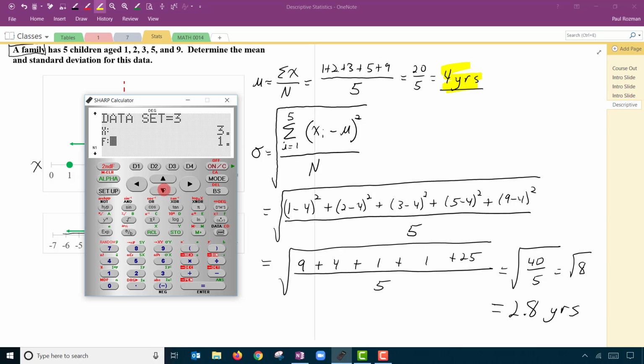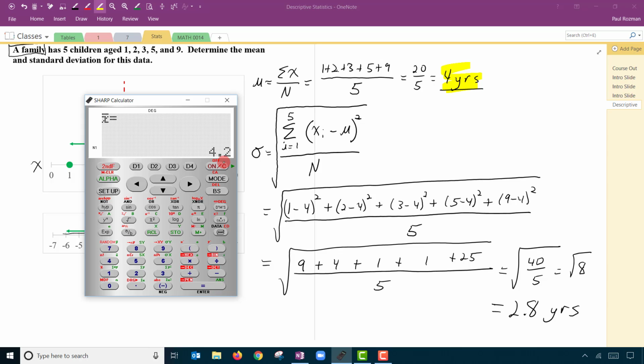And if you made a mistake, suppose your 4th value wasn't a 5-year-old. Suppose that was supposed to be a 6-year-old. I could hit 6 right now, and then I have to hit the data button to get it to store it that way. So now I'll have a different mean. If I say alpha 4, oh shoot, I gotta get out of there. If I say alpha 4, now the mean is higher because I made one of the values higher. So it totally makes sense.